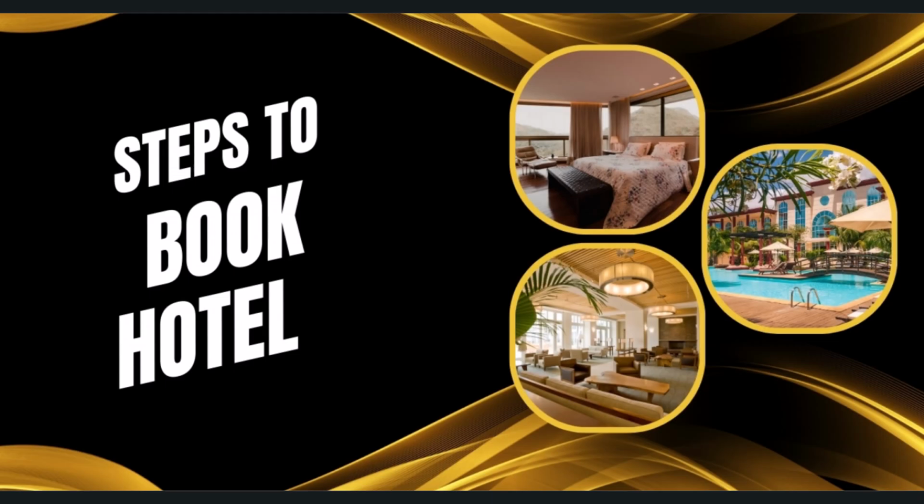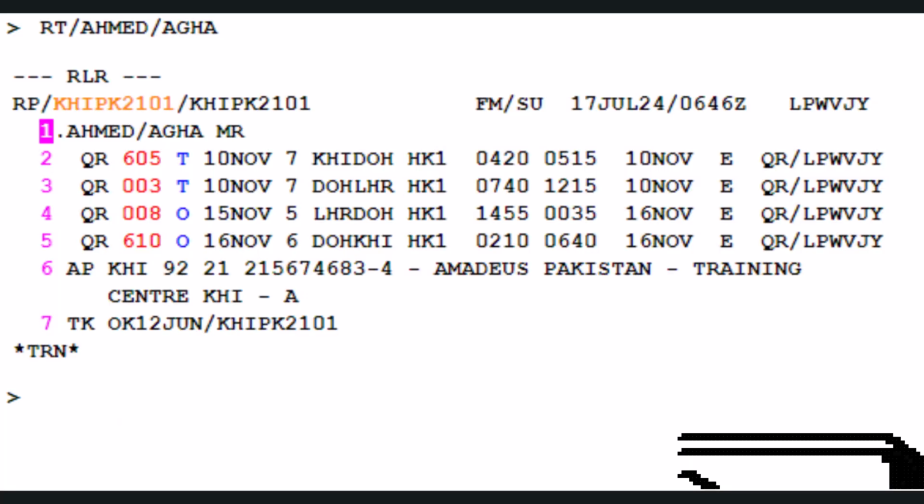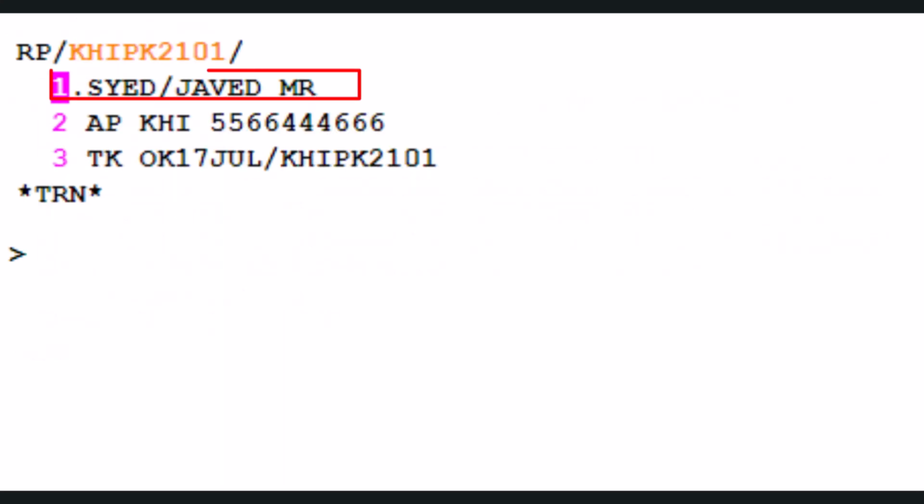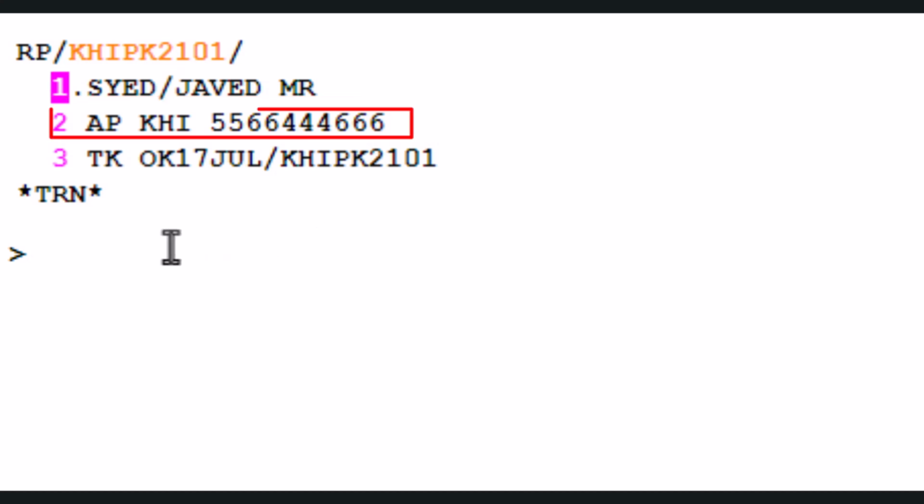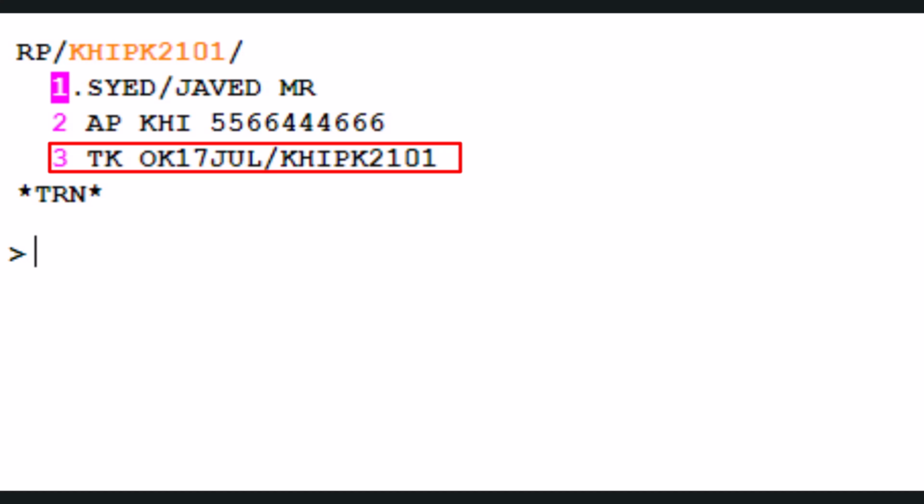Here are the steps to book hotels. Retrieve an existing PNR. If you don't have a PNR, create a new PNR for the hotel booking by entering the mandatory elements. Name element, contact element, ticketing element or ticket arrangement element.